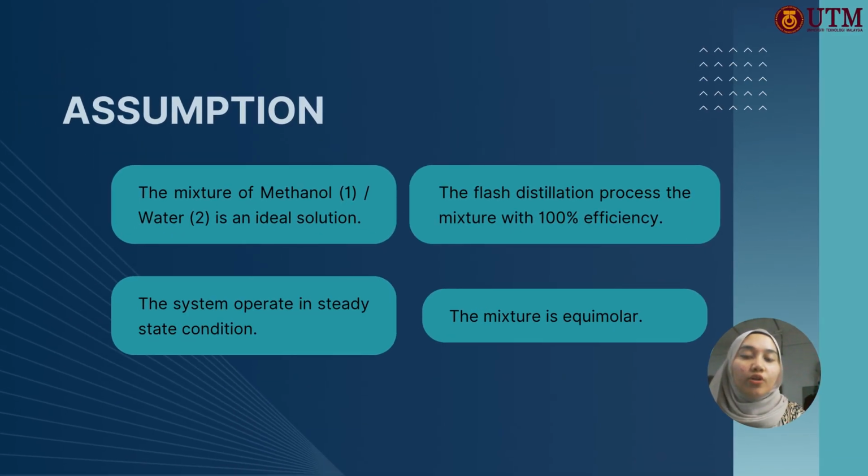Before we start our calculation, we first need to make clear all of our assumptions. The first one is that the mixture of methanol and water is considered an ideal solution. The second one is that the system operates in a steady state condition. The third one, the flash distillation process of the mixture is considered to be 100% efficient. The last one is that the mixture is equimolar.